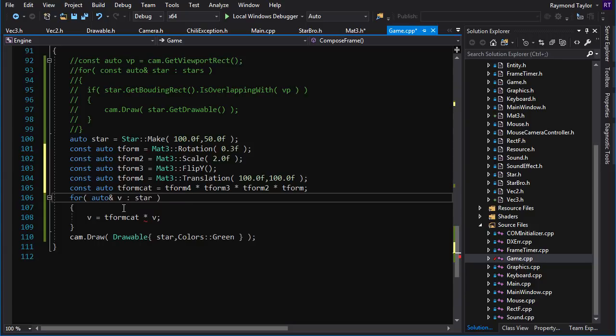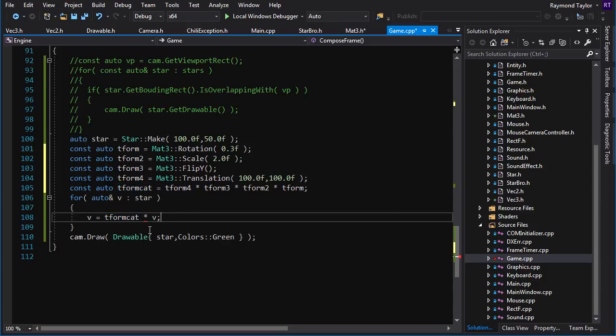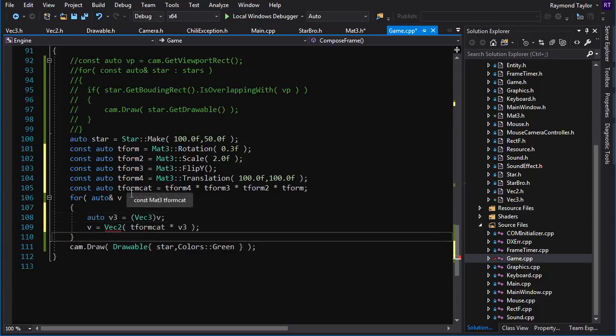The only problem is our vertices are vec2 and our matrix is a mat3. That's not going to work. So what we've got to do is a little bit of conversion in here. It's annoying, but it's got to be done. So the idea is we convert this v, a vec2, into a vec3. We do the multiplication. We convert that back to vec2 and assign it back to v.